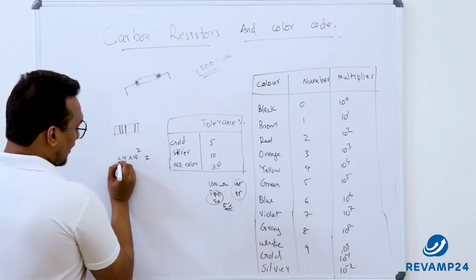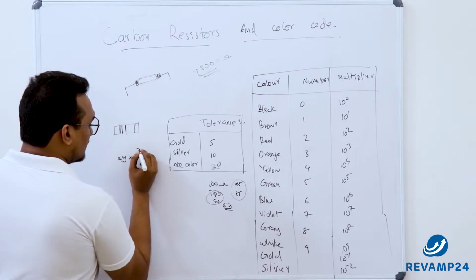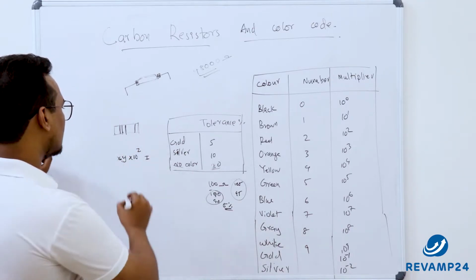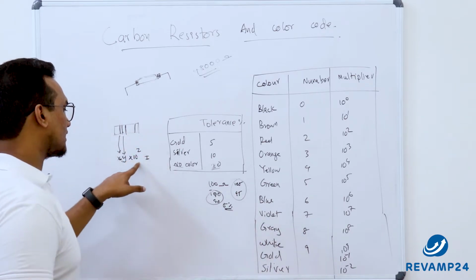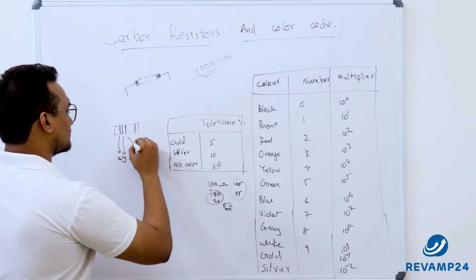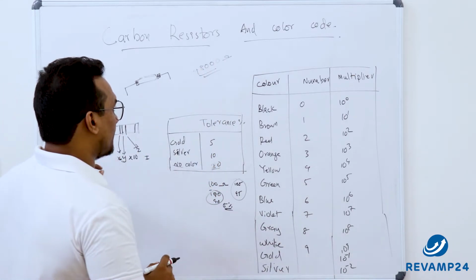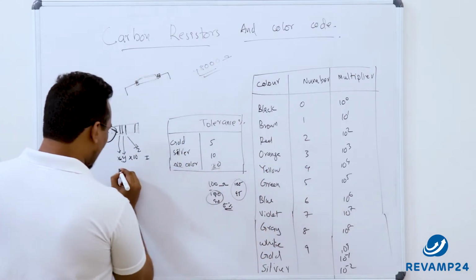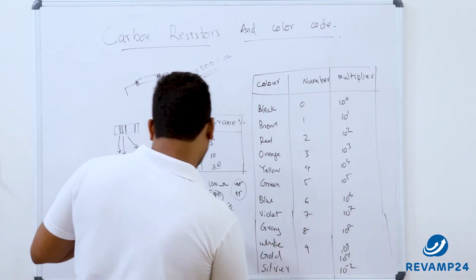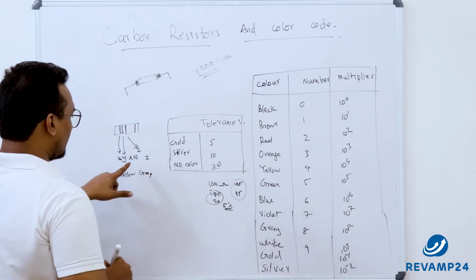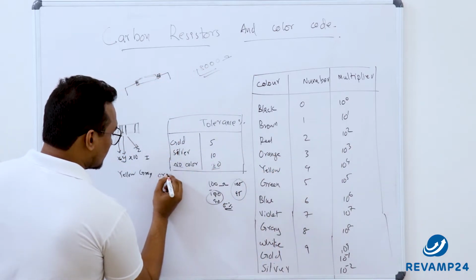Now these numbers are represented as 3 colors, and the number is xy into 10 power z. How to get the value of x? From the first color. The value of y? From the second color. The value of z? From the third color. Now 48,000 ohm can be represented as follows: 4 is represented by yellow, then 8 is represented by gray, then 10 power 3 is represented by orange.